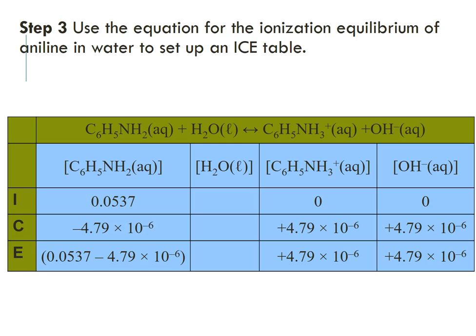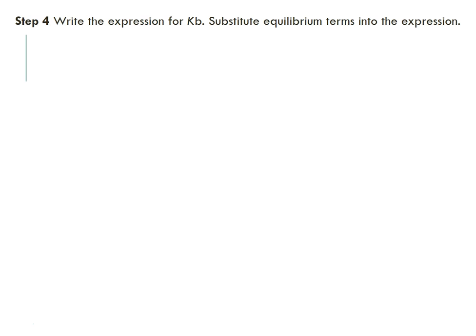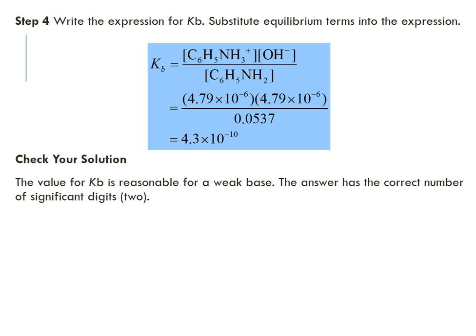Enter all of your known values on the ICE table and fill in the rest of the values as you can. Now that you have determined the values for each entity at equilibrium, you should be able to solve for Kb.